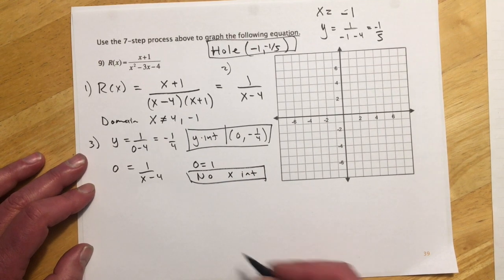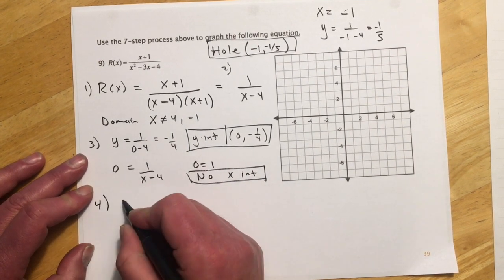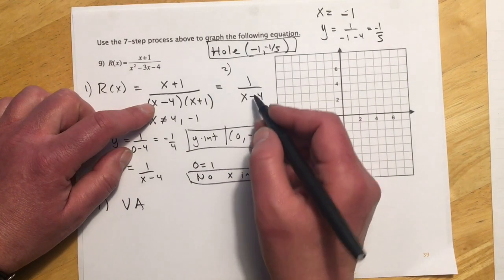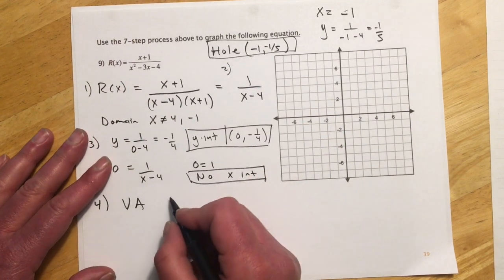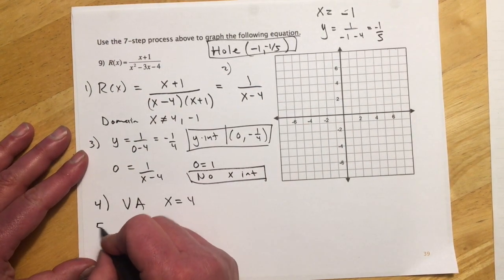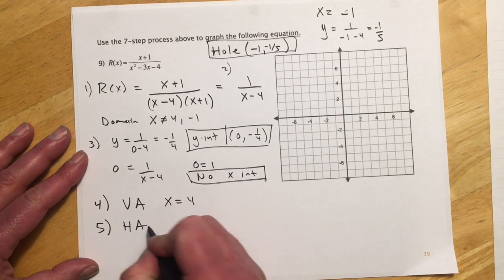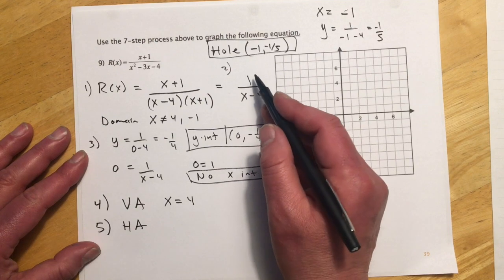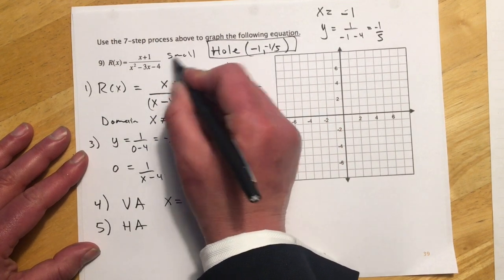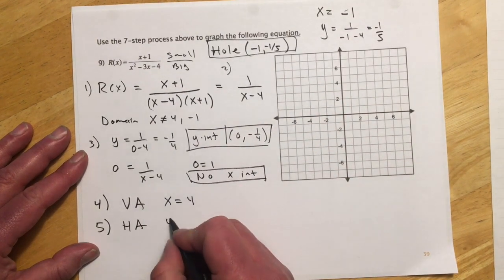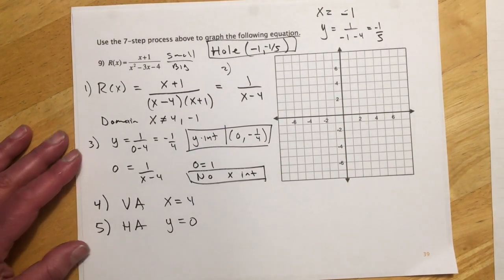Let's see, 4 is find the verticals. So vertical asymptotes are going to be at anything that wasn't a hole, or the zeros in reduced form. So we're going to have a vertical at x equals 4. 5 is find the horizontal asymptote. And so if we look back, this is going to be small over big, to include the reduced form. So that means our horizontal is y equals 0.